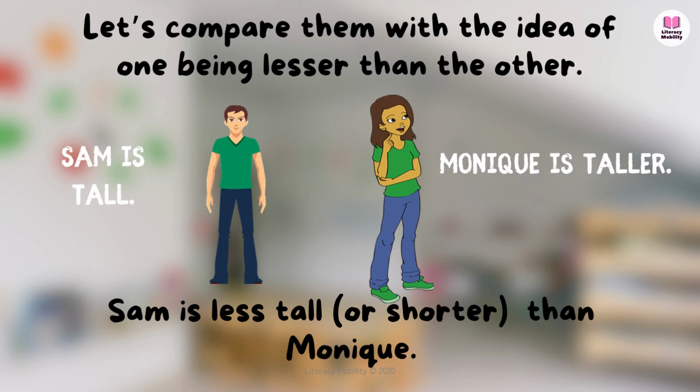Let's compare them with the idea of one being lesser than the other. Sam is tall. Monique is taller. Sam is less tall or shorter than Monique.